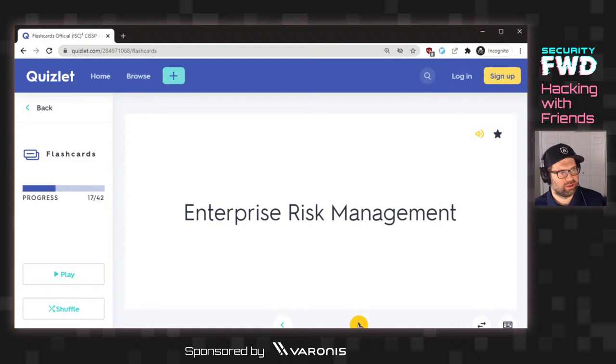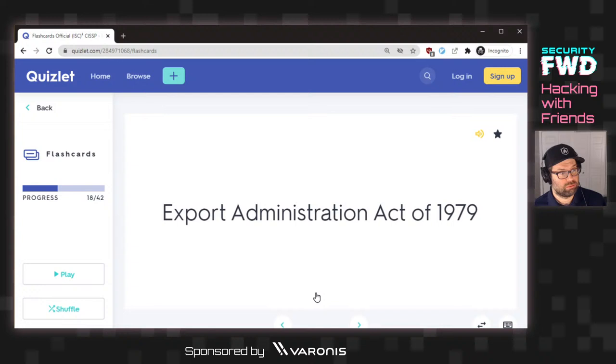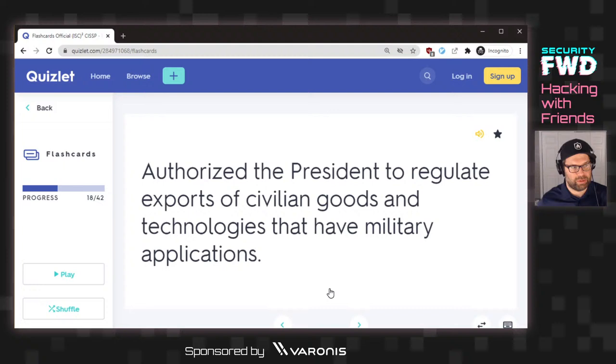Authorize the president to regulate exports of civilian goods and technologies that have military applications. Arms Control Act of 1976. Oh, now it's my second favorite. The Export Administration Act of 1979. Oh gosh. Export Administration Act. I guess the other one was the DOD. So if it says defense and military, it makes a lot more sense that it's an arms control act, that weapons, really. The export of civilian goods, and this is the civilian, which is the Export Administration Act. Exports of civilian goods and tools that have military applications. But man, this military applications. I guess if it mentions civilian, then it's definitely the Export Act. But if not, it's the Arms Control Act.